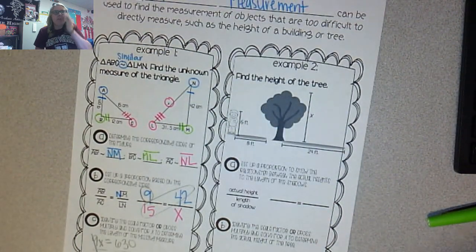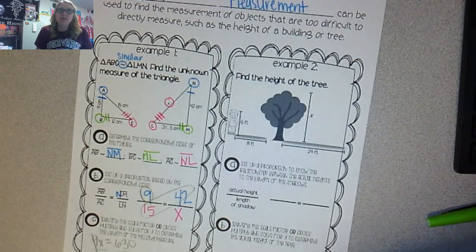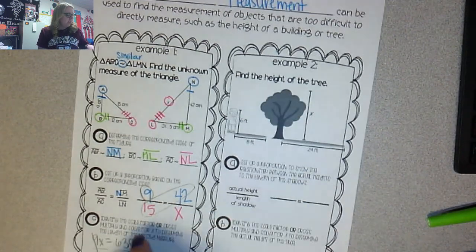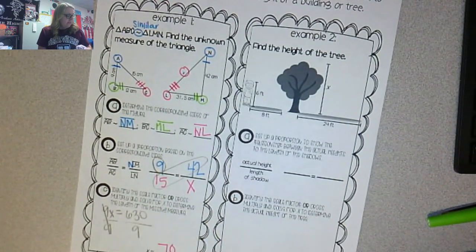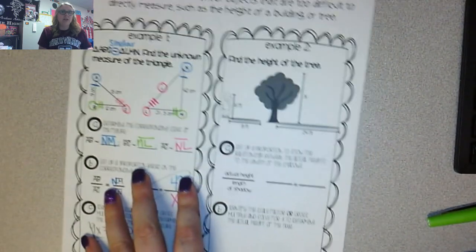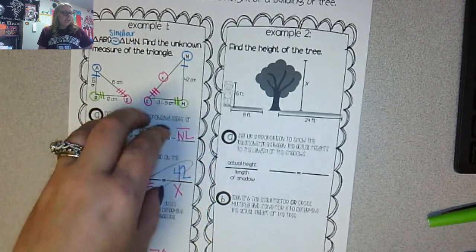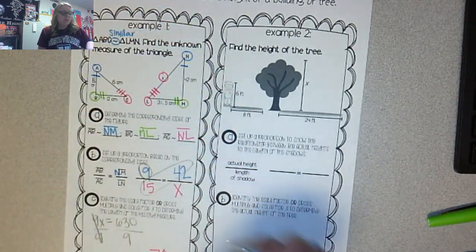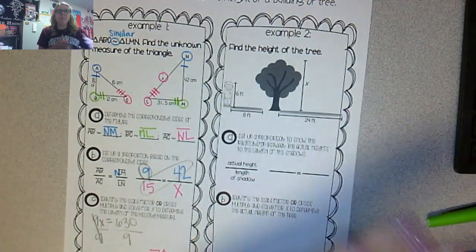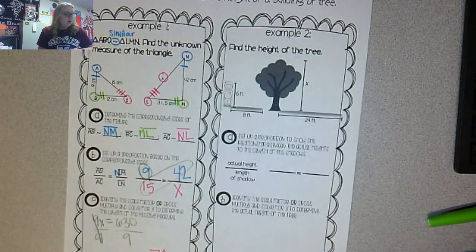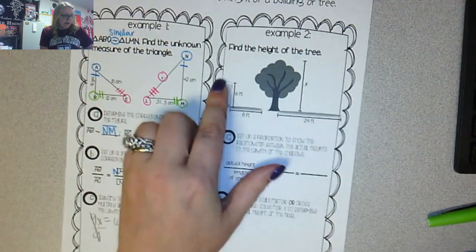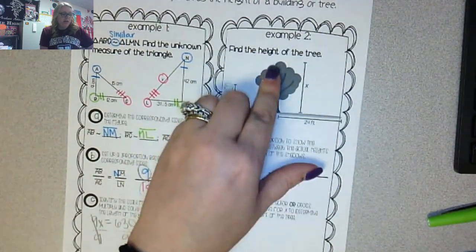Okay, so in indirect measurement, you have to make sure that you know the corresponding angles and the corresponding sides. Those sides are proportional, and since they're proportional, you can set them equal to each other, and then you have to cross multiply and divide. Okay, so you will see it some with shapes, but you're mainly going to see it like comparing real world objects. So on this one, they're comparing a boy to a tree.